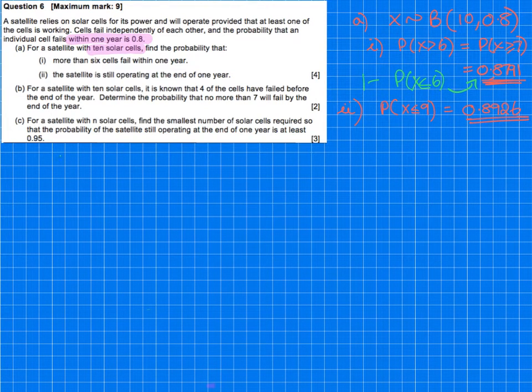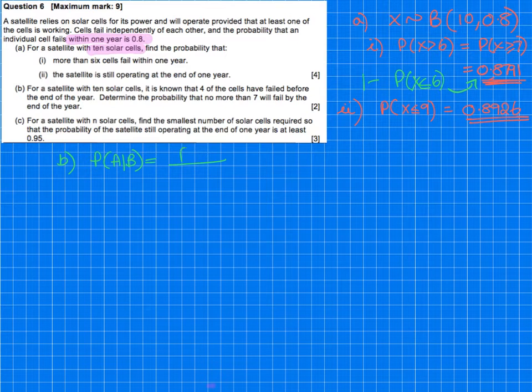Moving on to part B of the question then. With part B, it says, for a satellite with 10 solar cells, it is known that 4 of the cells have failed before the end of the year. Determine the probability that no more than 7 will fail before the end of the year. So that's a given. So we're going to do A given B. That's the formula we're going to use.